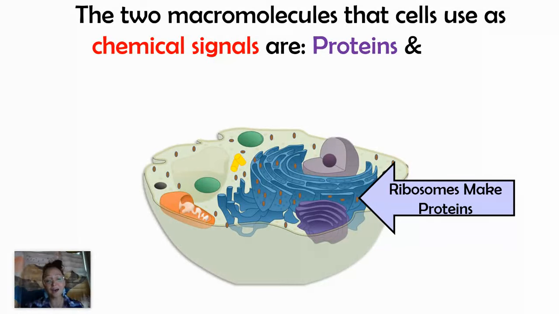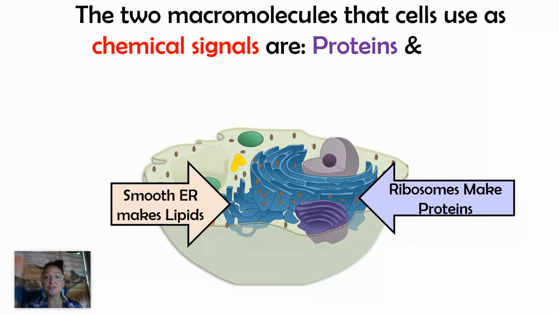The other organelle that produces stuff is our smooth ER. Our smooth ER makes lipids. So our 2 main categories of chemical signals are proteins and lipids. They're going to be protein-based chemical signals or lipid-based chemical signals.